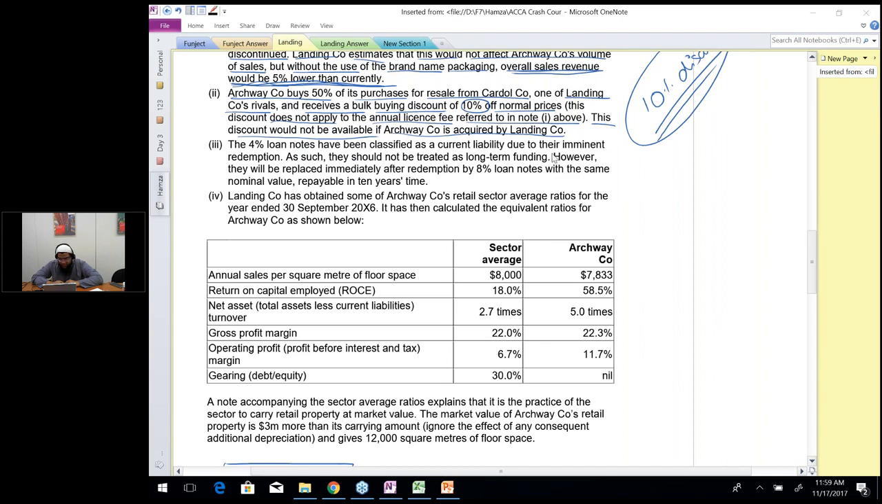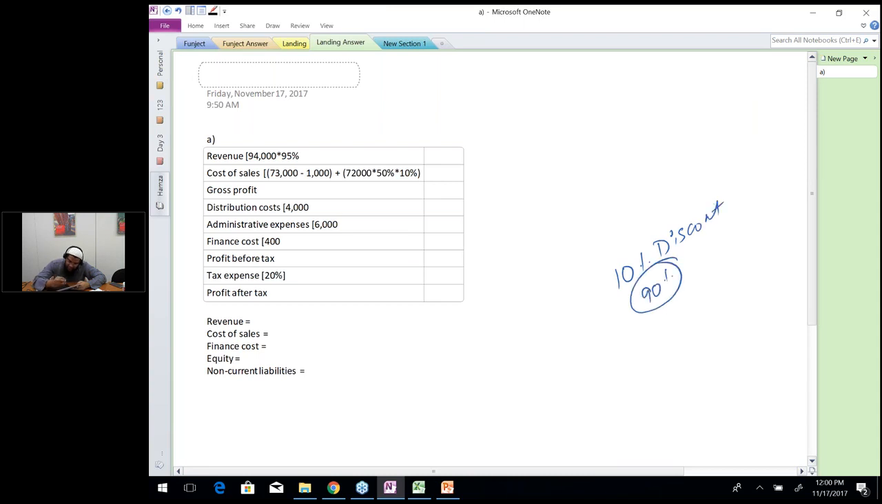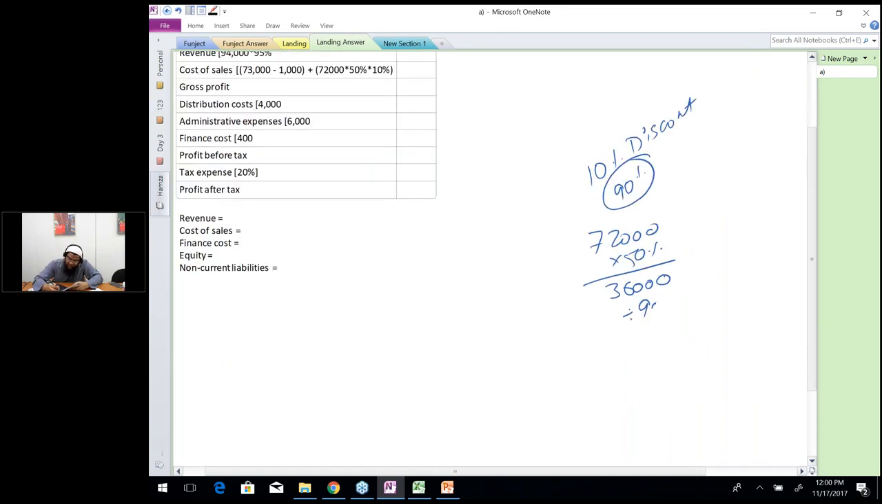Yes, Yumna, you can do it that way as well. Yes, there's one more thing that we need to discuss in adjustment number 2. There's one error that we have done, that actually if we are getting a 10% discount, this means that the price is actually 90%. So instead of taking 10%, what we can do is that, for example, 72,000 into 50%, these are the goods that we are purchasing from Cardle on 10% discount. So this price is 90% because of the discount.